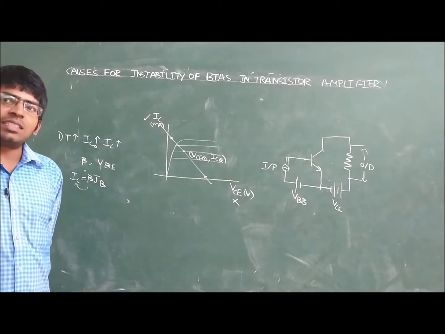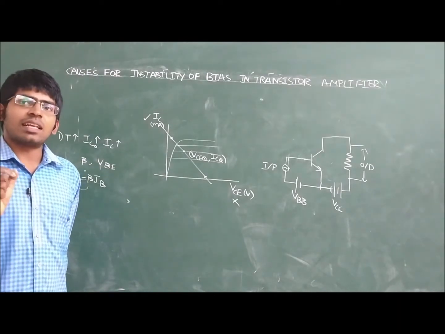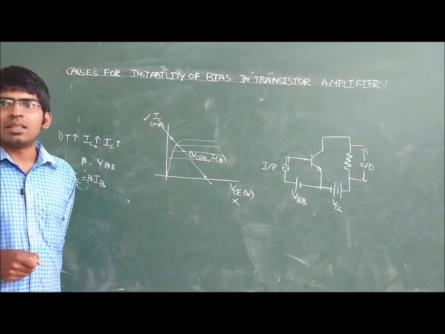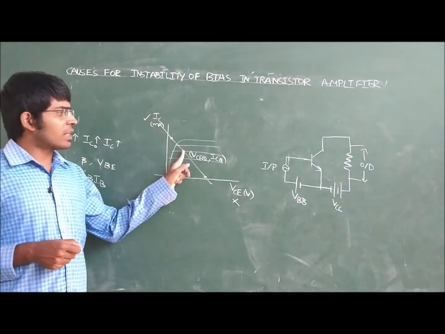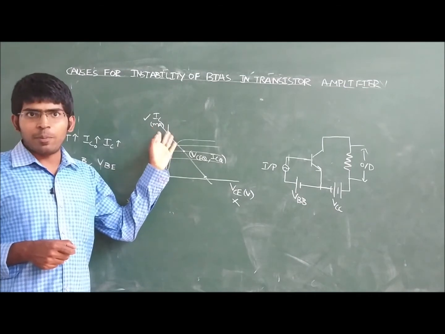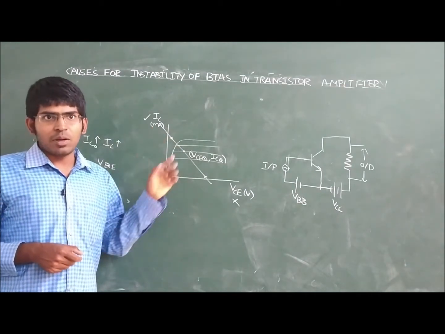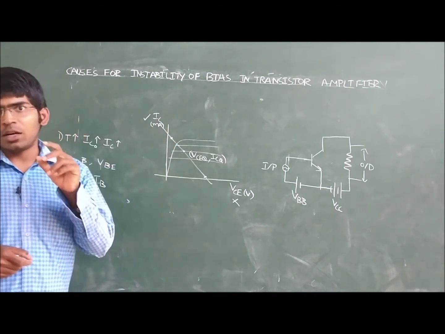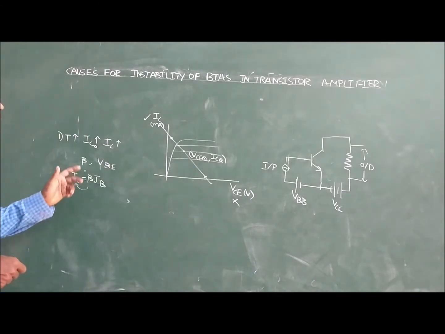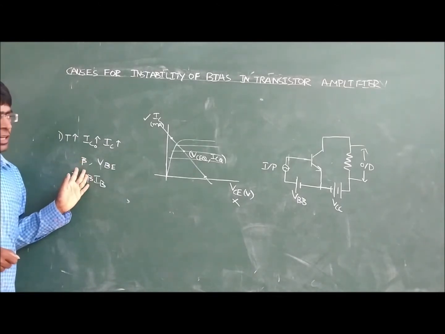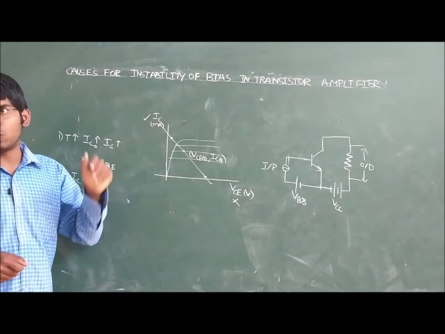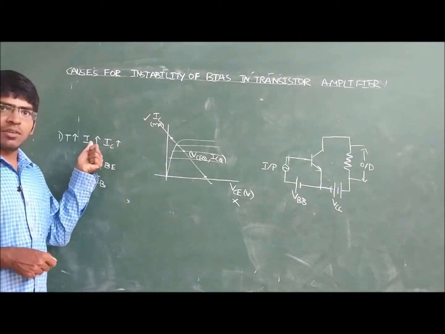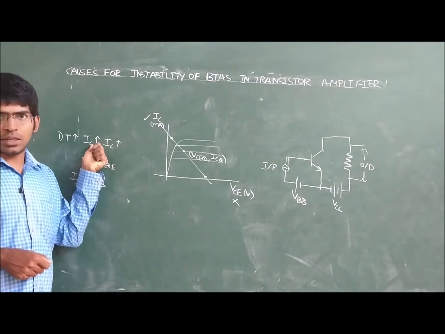If IC is changing, the collector current is changing, what is the effect? Definitely the operating point shifts either up or down. That will make the distorted output to appear. What are the different factors affecting in order to make the operating point shift, in order to make the IC to change? One is the reverse saturation current ICO.